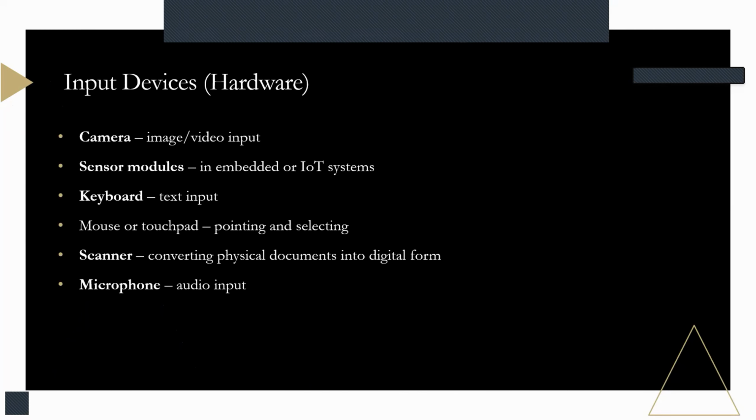We have the input devices, the hardware input devices. We all know of them, but I'll still touch on it. We have the camera, which helps us to take pictures, and as we can see here, it helps in image or video inputs. The second is the sensor. The third is the keyboard. The fourth is the mouse or the touchpad. The fifth is the scanner, and the sixth is the microphone.